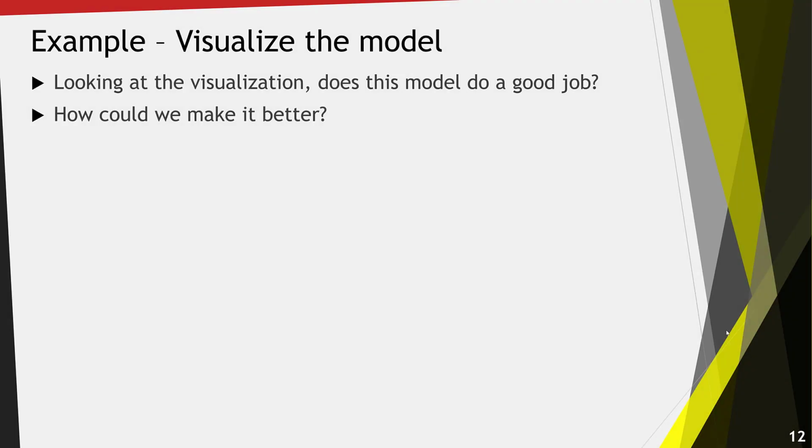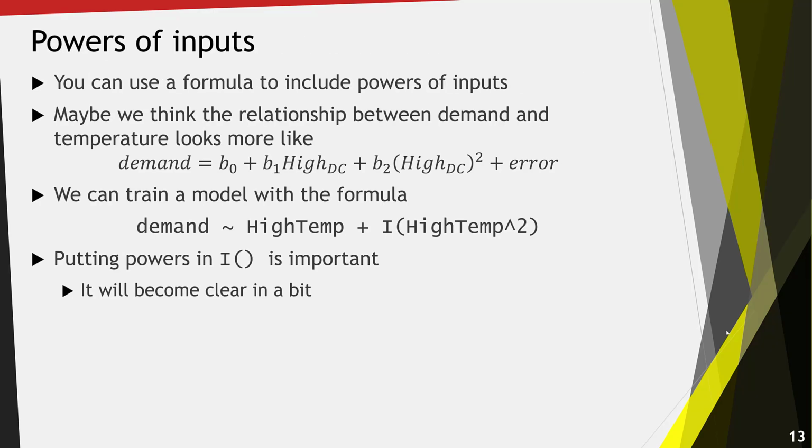Thinking about that visualization, did our model do a good job of predicting the relationship between temperature and electricity demand? The predictions were a straight line, but the actual relationship seems to be more U-shaped. How could we make our predictions better? One way you might think about doing this is adding an additional term to the model that includes the square of the high temperature. You can actually use the formula to include powers of inputs.